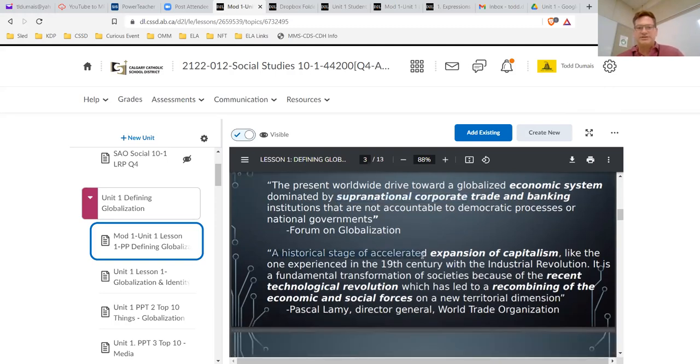Okay, so a historical stage of acceleration of expansion of capitalism, like it had in the Industrial Revolution, which you covered a little bit last year. There's a technological revolution, as well as, as it says, a recombination of economic and social forces. The idea ultimately behind this, when you see supranational corporations and a recombination of economic and social forces, is that corporations and super wealthy people have a tremendous amount of power and influence around the world. The ability to influence nations.